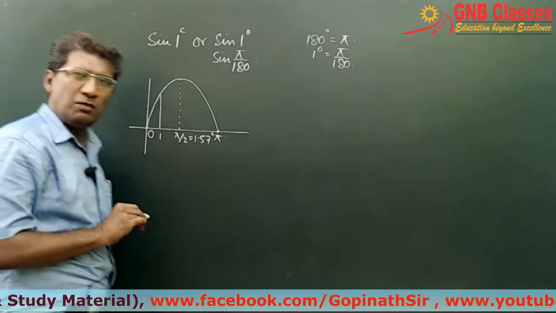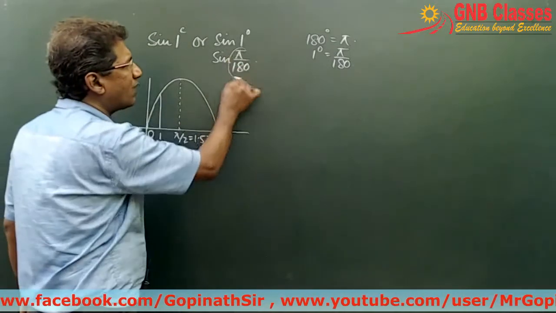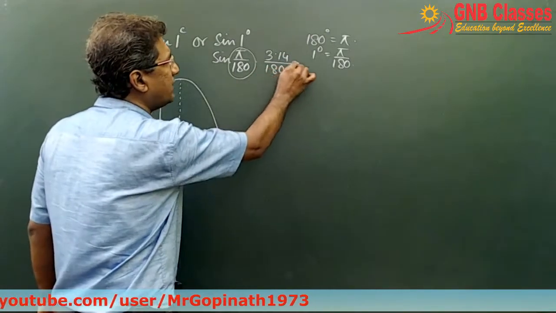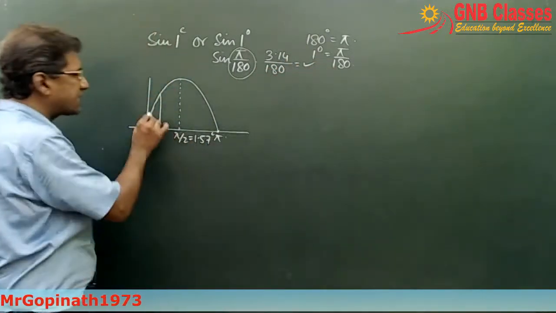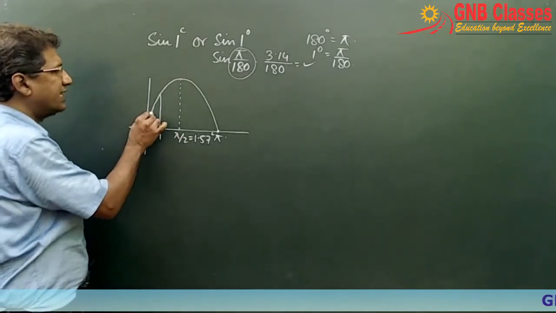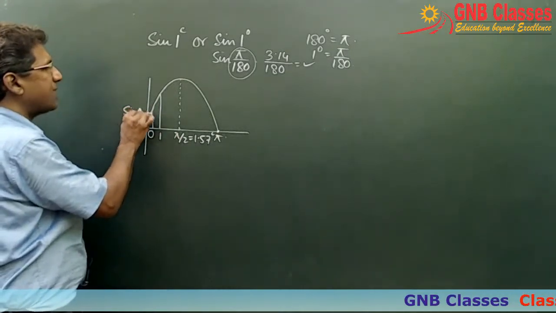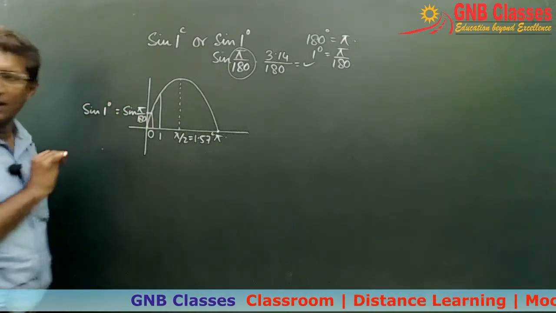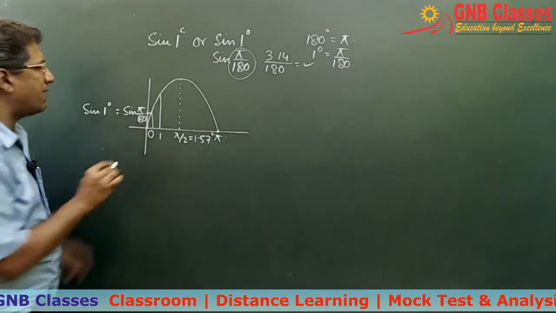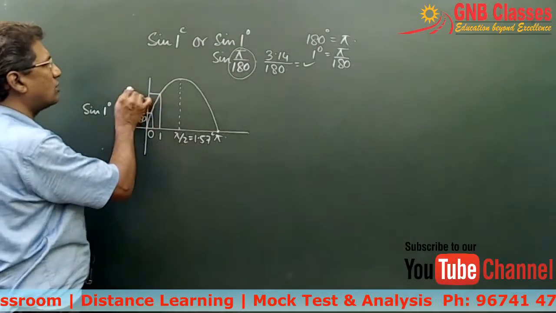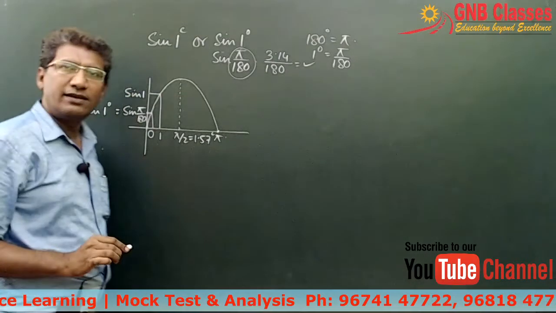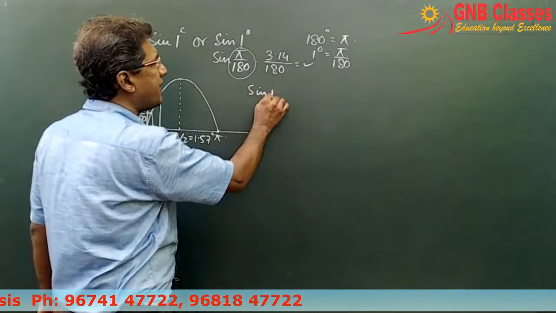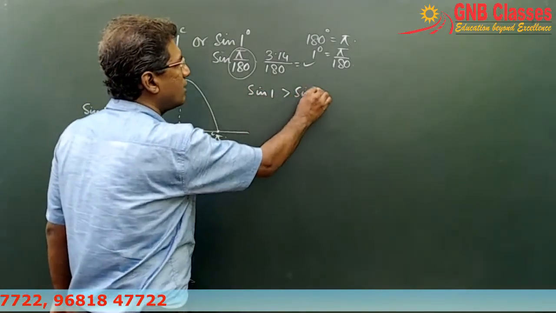And pi by 180 radian is what? Pi is basically 3.14, divided by 180 will give you a fraction. So that fraction will be somewhere here. So this is nothing but your sine pi by 180 or sine 1 degree, and this is your sine 1 radian. Is it clear? Now from the graph itself we can say that sine 1 radian is greater than sine 1 degree.